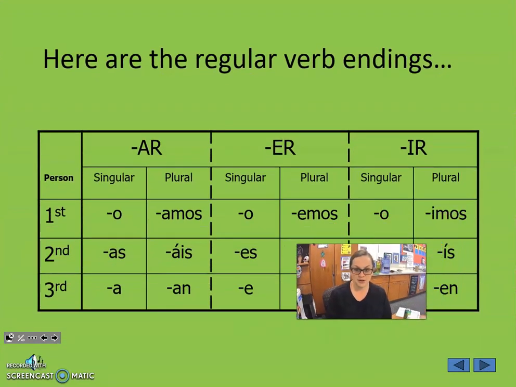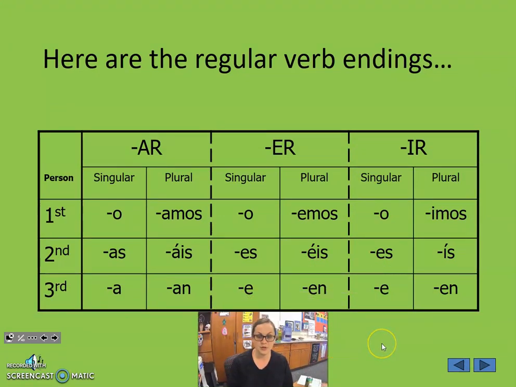So here are your verb endings. This needs to go in your notebook. You need to make sure that you write them down. We already have AR verb endings written down. There are spaces in your notebooks for ER and IR, so go ahead and put those in.